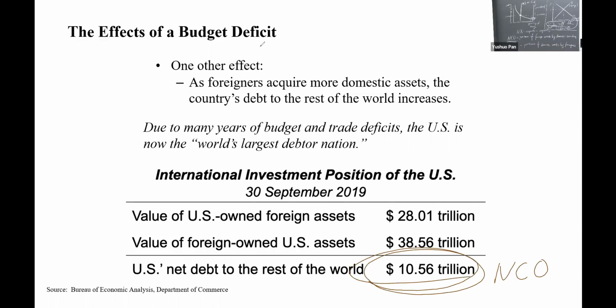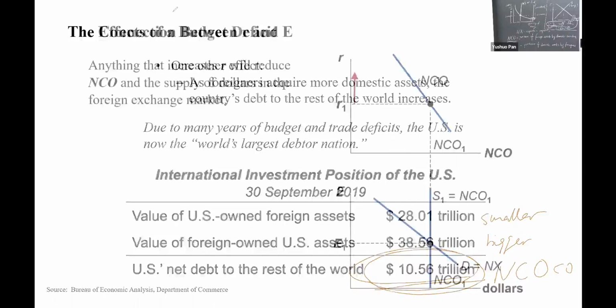Because the value of foreign owned US asset is bigger, and the US citizens' owned foreign asset is smaller. So the NCO is smaller than zero. And that's a huge amount of dollars. Which means the net capital outflow for the United States is negative.